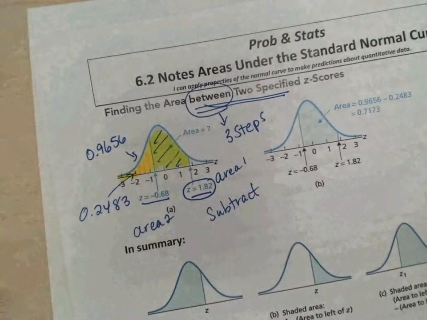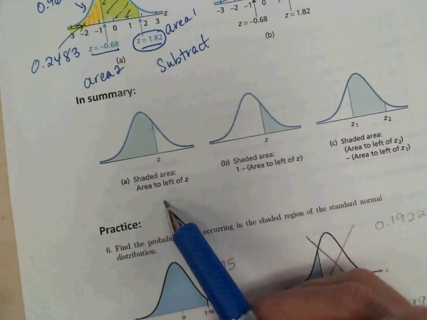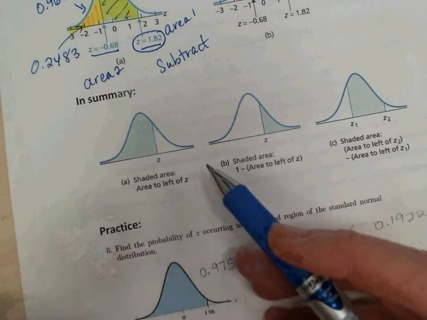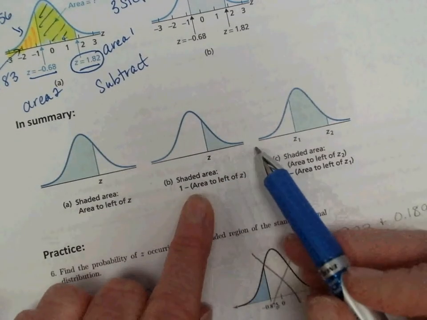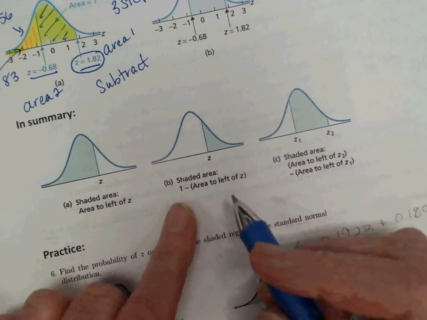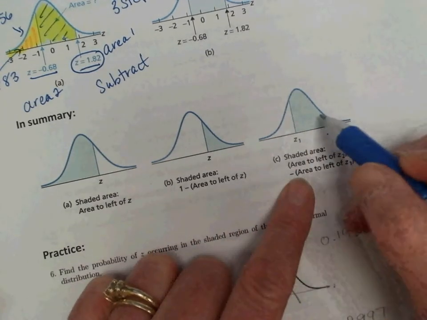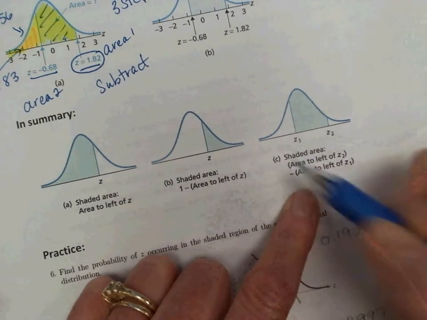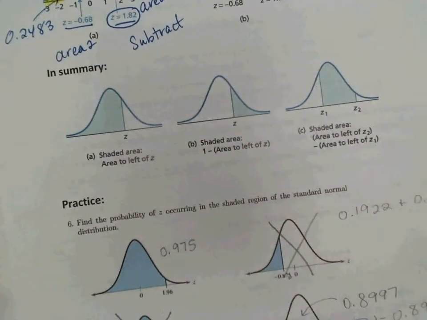Not complicated. It just requires 1 extra step. So in summary, shaded area to the left of Z is what you find on the chart. Shaded area to the right of Z is 1 minus the area to the left. And shaded area in between is going to be the area to the left of Z2 minus the area to the left of Z1.